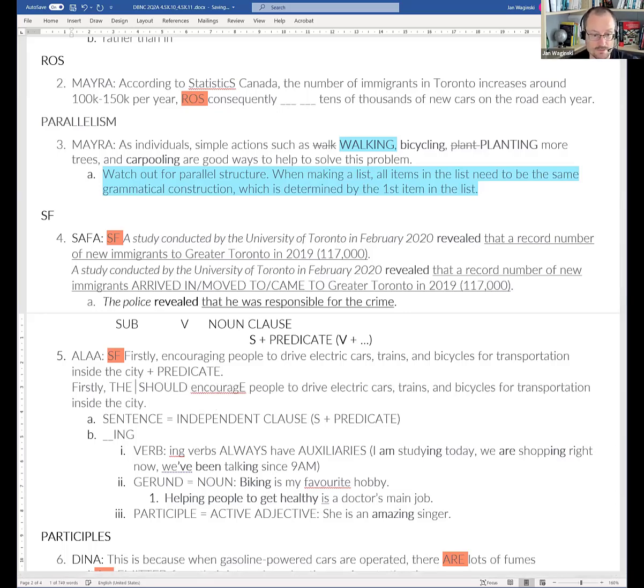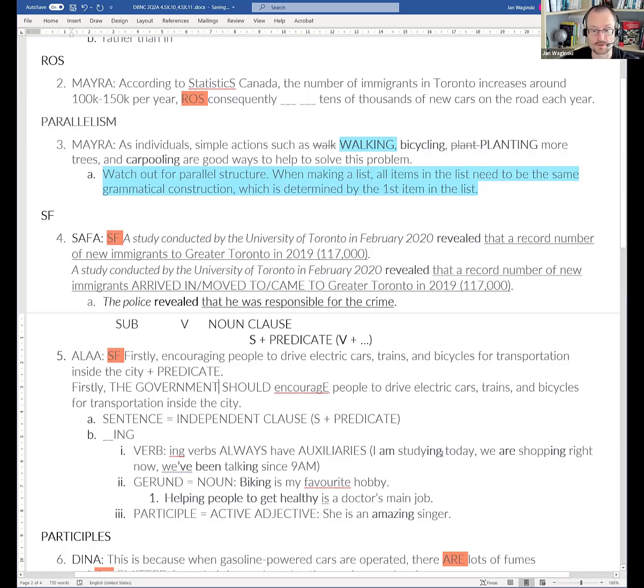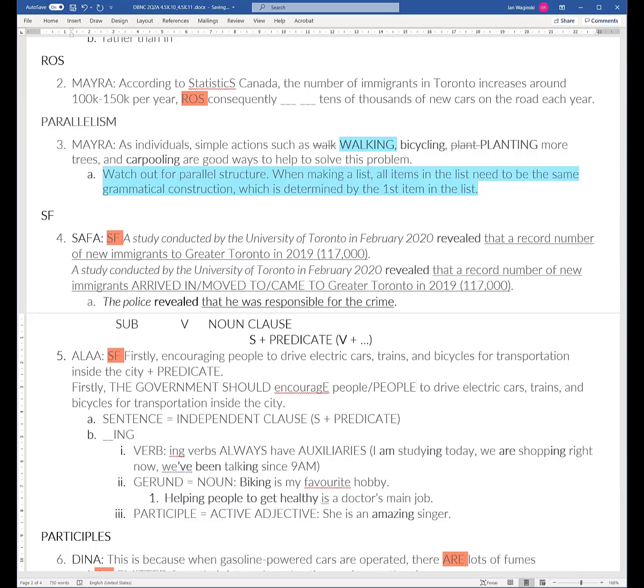And yes, Safa, so the government should encourage people to drive electric cars. Or you could do the passive version of this, right? What would be the passive version of this? The government were encouraged. No. People. Yeah, you've got to start with people, right? When you're transforming active to passive, you've got to flip it around. The bakers bake the bread, the bread is baked by the bakers. People encouraged to drive. People are encouraged.